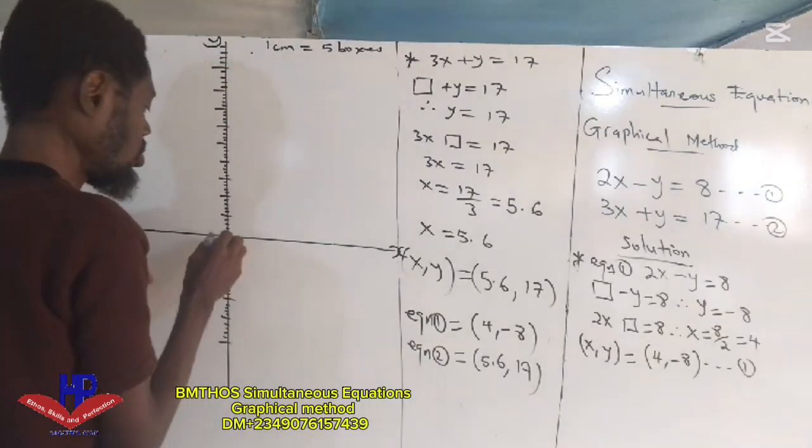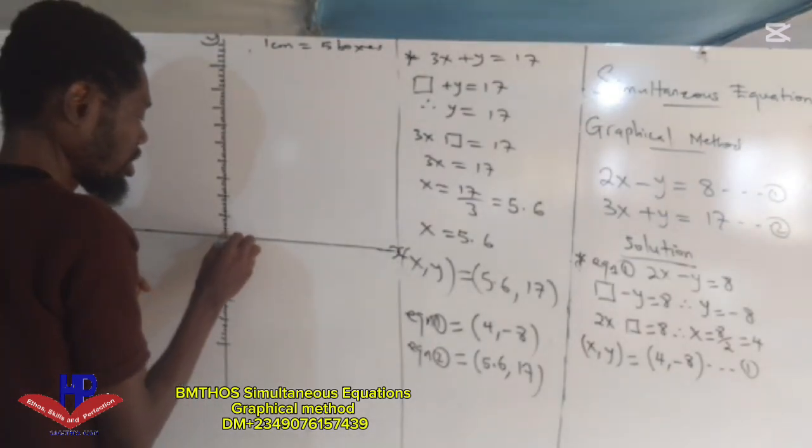The point where the two meet, let me count on this first. 1, 2, 3, 4, 5.